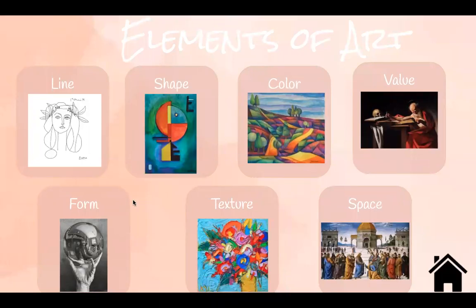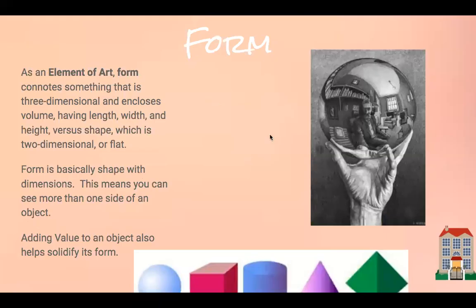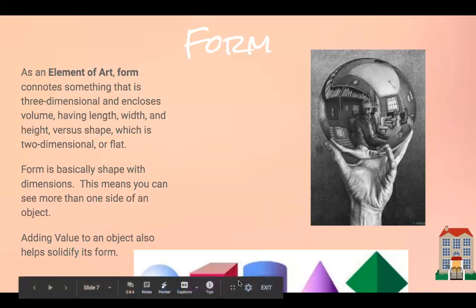About form. Form is an element of art that is practically just a three-dimensional object. It has volume, it has length, width, height, versus a two-dimensional flat shape. Form is created by adding value to a shape. So at the bottom, we can see squares, you can see cylinders, you can see cones. Those are all created by adding value to a shape. So on the darker edge, there is a dark shadow, and on the lightest part, there is a light value.